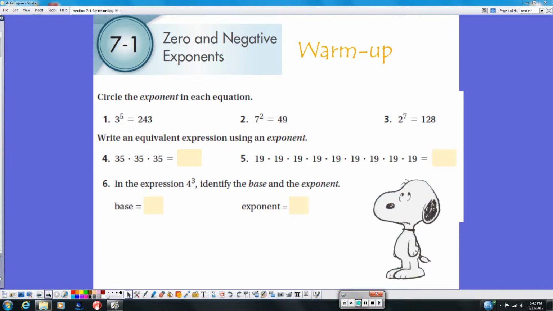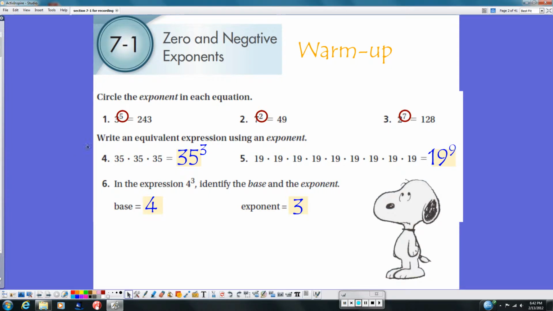So let's see how you did. The exponent, remember, is the little number up in the upper right-hand corner here. So the 5, the 2, and the 7 are the exponents here. Writing equivalent expressions using an exponent, this number here is repeated 3 times. So you write 35 to the third power. The 19 is repeated 9 times, so it's 19 to the 9th power. And finally, in the last one, 4 is the base and 3 is the exponent.